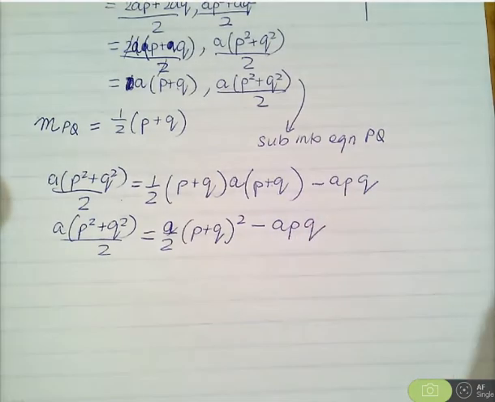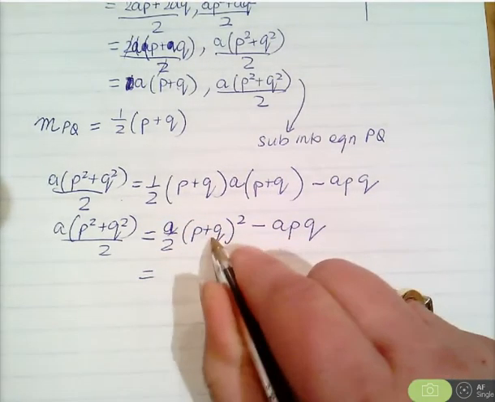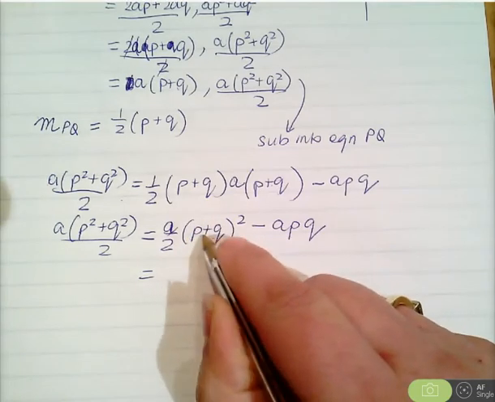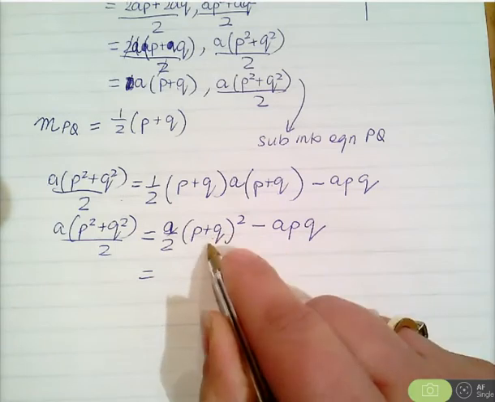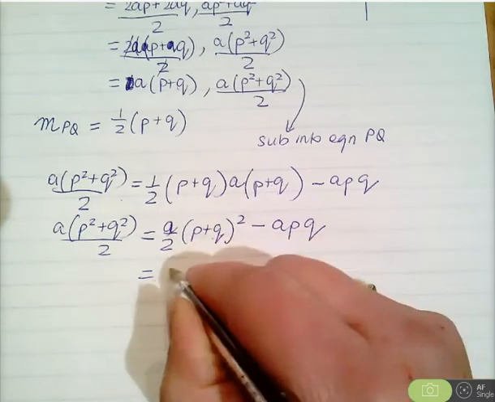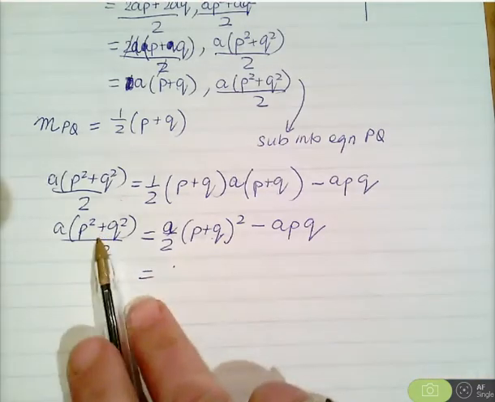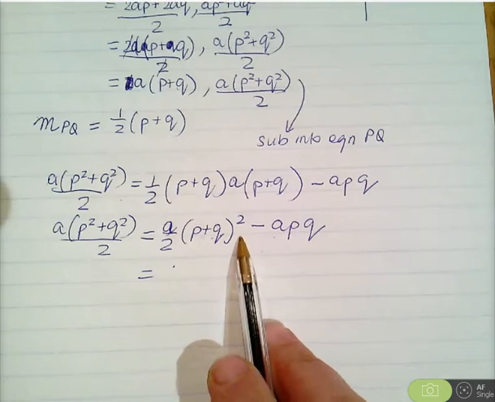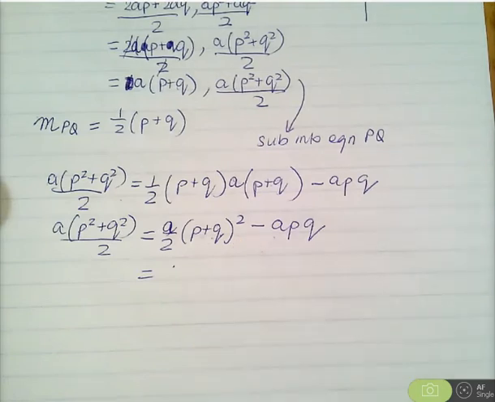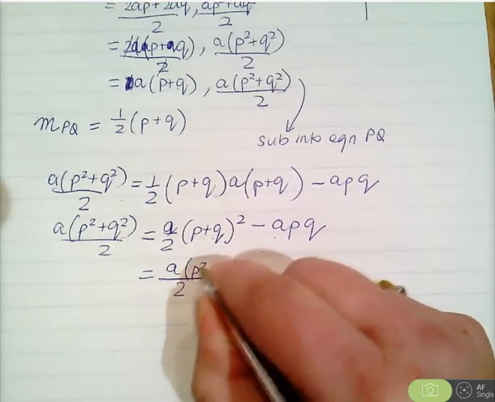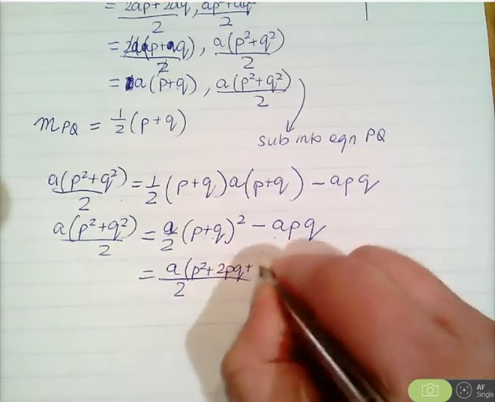Actually, this is leading me nowhere, because I know when I expand that, I get p squared plus 2pq plus q squared. It's going to be similar. I think this left-hand side and right-hand side are identical, so that's actually not helping me at all. And look, I'll just do it anyway to show you. So I've got a over 2, p squared plus 2pq plus q squared.